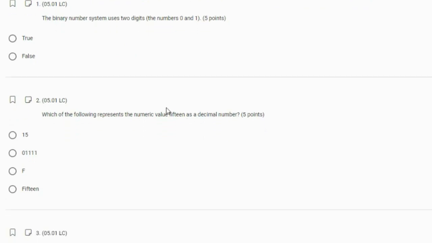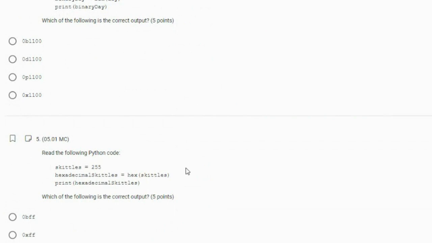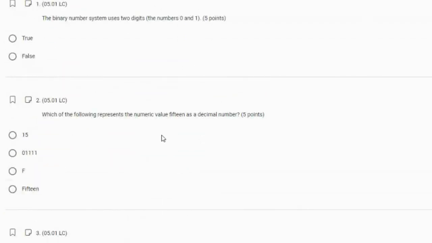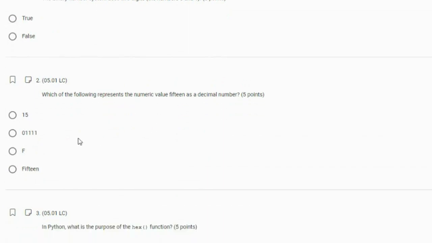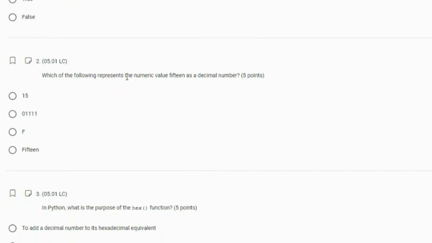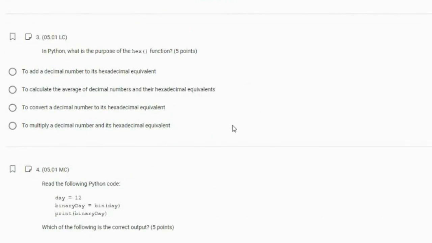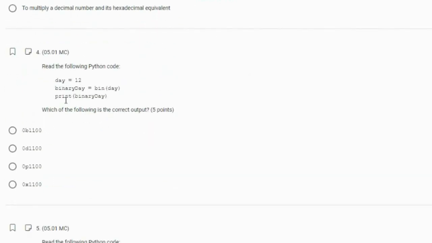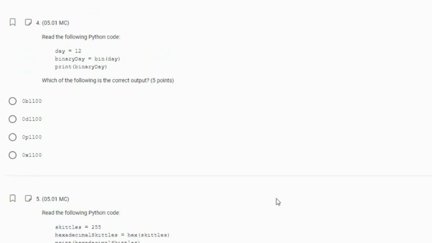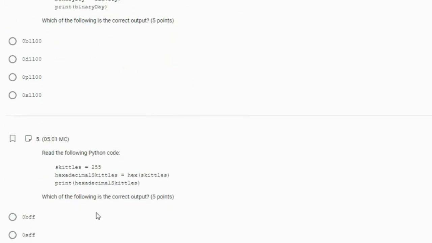5 questions about what we just read. Right? Binary, which systems represents 15 as a decimal? Which of the following represents the numeric value 15 as a decimal? Please don't miss that. How do you write 15 as a decimal? Not as a binary, not as a hexadecimal, as a decimal. Please don't miss that. What's the purpose of hex functions? Read this code. What will it output?